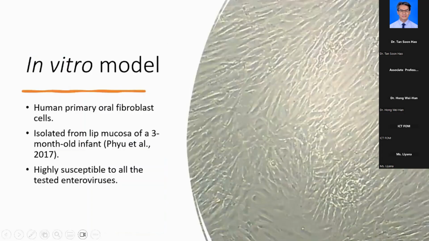Before you can test, you need to have a model. In this case, of course, it is a cell line model. Most people use cancer cell lines because they are easy to maintain and easy to grow. In this case, we use primary human blood cells that we obtained from infants, for which of course we got ethics approval and consent from the parents. We published this in Pew et al., 2017. These cells were shown to be highly susceptible to all the tested enteroviruses. The model that we choose has to be highly susceptible. If not, it is impossible for us to test the efficacy of the extracts that we are testing.